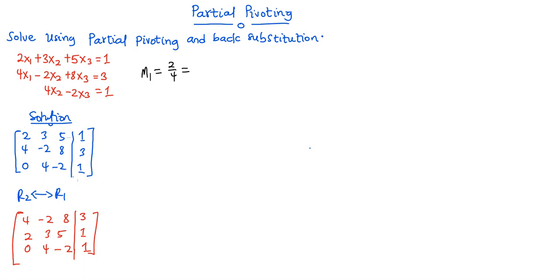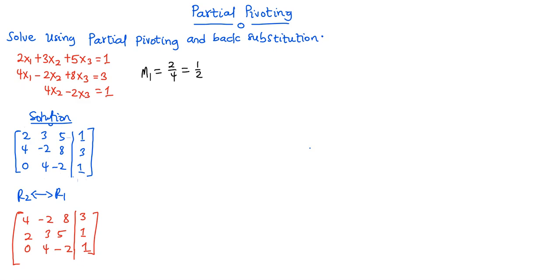Okay, which will give us what? 1 over 2. So I'm going to multiply through row 1 by what? M1, and then add it to what? Row 2. Okay, but you see that when I multiply this M1 here, which is just half, by row 1, you are going to get 2 for the first entry.